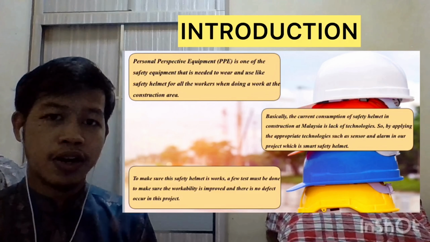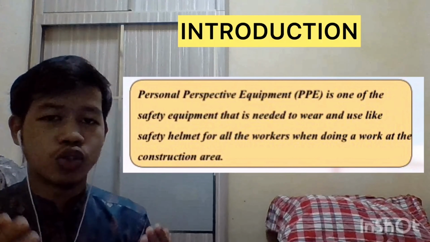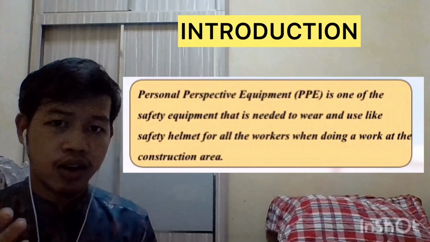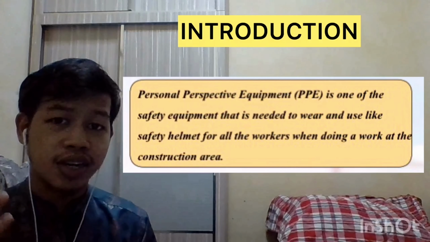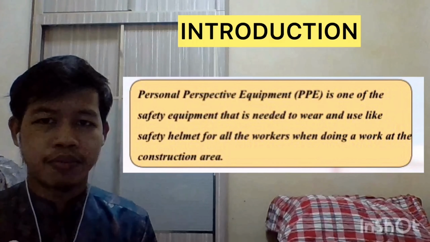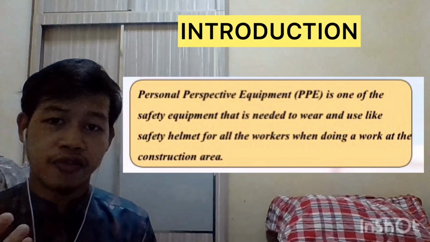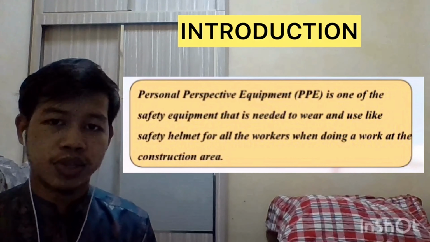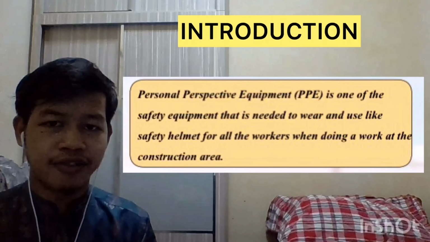So we'll move on to the introduction. Personal protective equipment, PPE, is safety equipment that workers need to wear and use, like a safety helmet, when working at a construction area. The most serious risk of physical injuries results from the impact of falling objects or collision with a fixed object at the workplace. Due to the nature of this work activity, it is not always possible to eliminate such a risk with just an appropriate organizational solution or collective protective equipment.